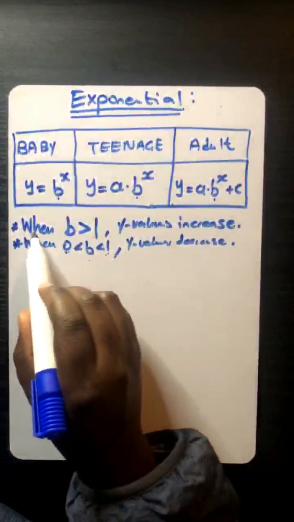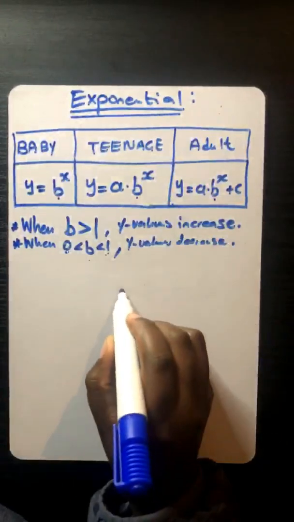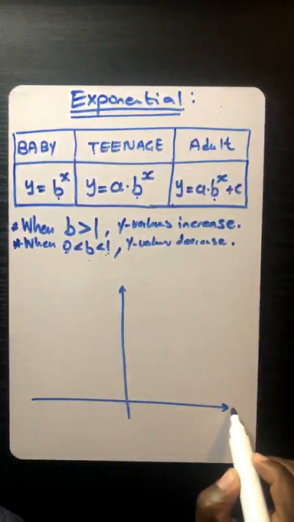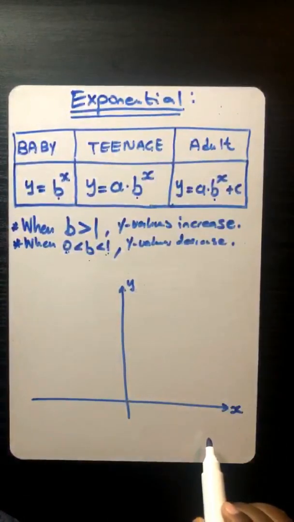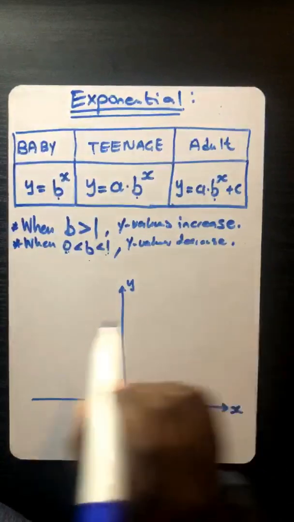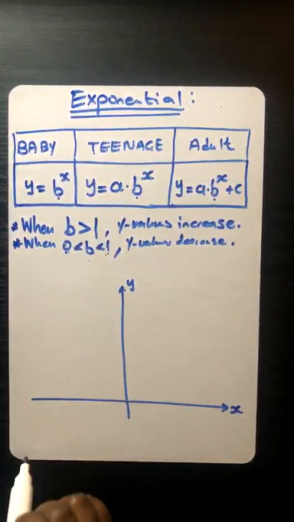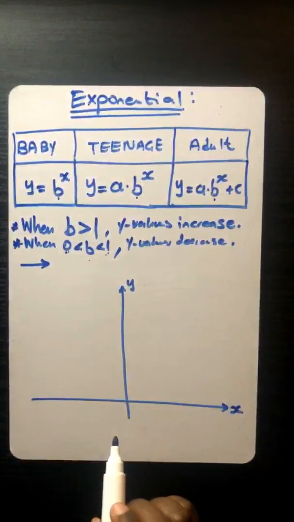So when we say when b is greater than 1, y values increase, it simply means on your Cartesian plane, Oratile, what is a Cartesian plane? A Cartesian plane is this horizontal axis called x and a vertical line called y. So remember, you can either have an exponential type of function drawn like that or drawn like that. Notice something. You always start from the left going in that direction. That's when it is going to make sense when we say a function has y increasing or decreasing.